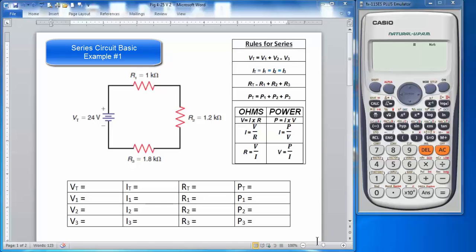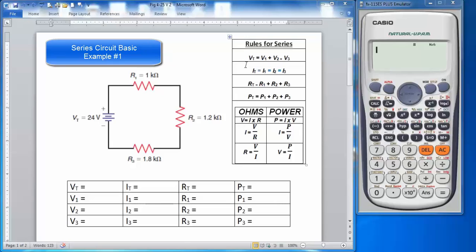Alright, so in this lesson we're going to begin to look at our series circuits. We're going to calculate all the values for the series circuit that you see in our spreadsheet that I've created down below here in this area. Now, one additional thing that we haven't dealt with yet, but we're going to begin to deal with now, is our rules for a series circuit.